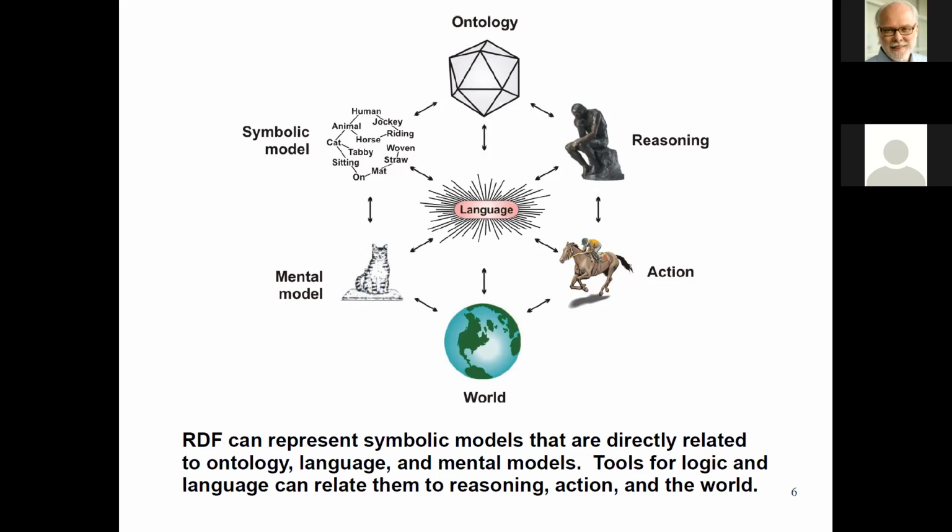corner. There's the symbolic models, which can be represented as graphs or RDF or many different kinds of notations and logic. And on the right is the reasoning. There's the thinker who is thinking about the ontology and its relation to action and language. And at the lower left corner is a mental model in which we see somebody thinking a mental model of a cat on a mat, which can be mapped to and from your symbolic model, to and from your language and the world. And on the lower right, there's an action figure of a jockey on a horse racing.